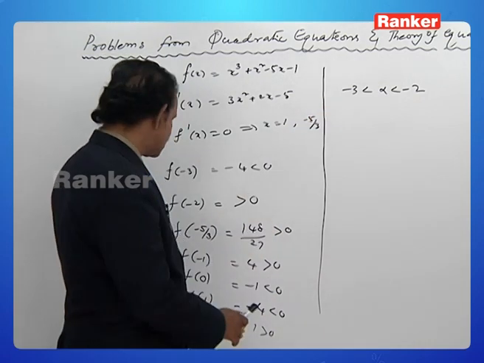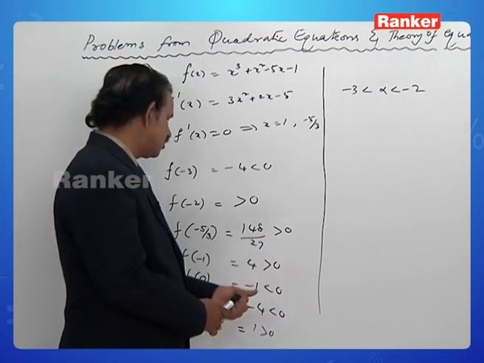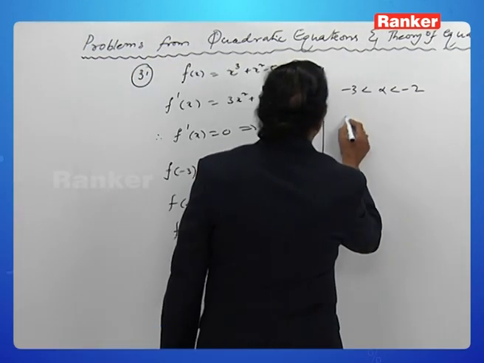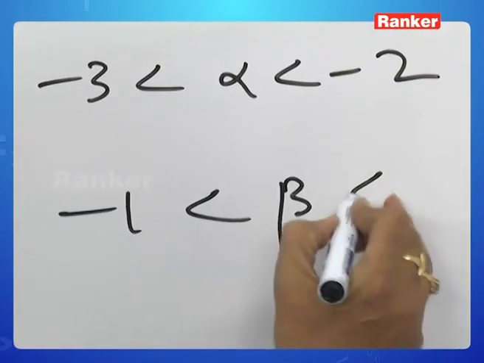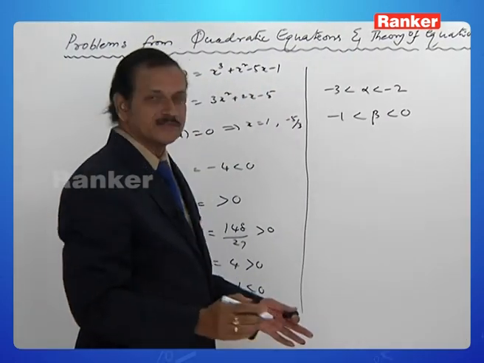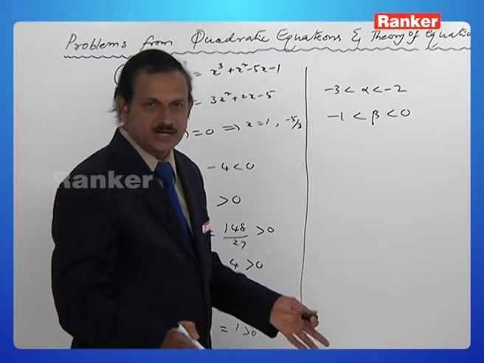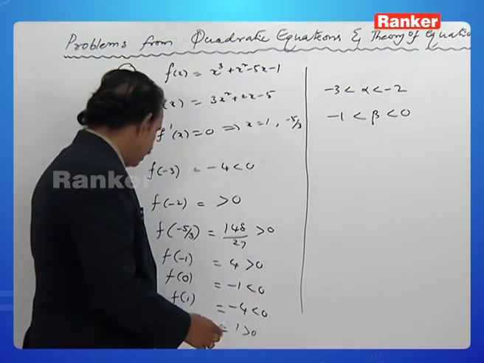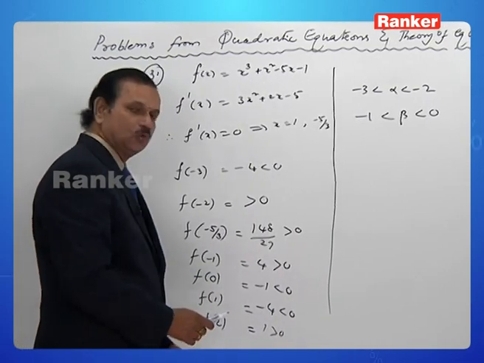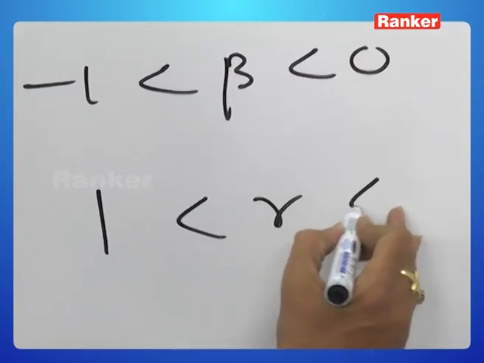With the same concept, you apply here also. F of minus 1 is positive and f of 0 is negative. So between minus 1 and 0, there is another root. That is minus 1 less than beta less than 0. Well, we could have arrived at the conclusion regarding the nature of two roots, say alpha and beta. Still, we have to decide the nature of gamma, that is the third root. Observe these two. F of 1 is negative and f of 2 is positive. So between 1 and 2, the third root lies. That is 1 less than gamma less than 2.